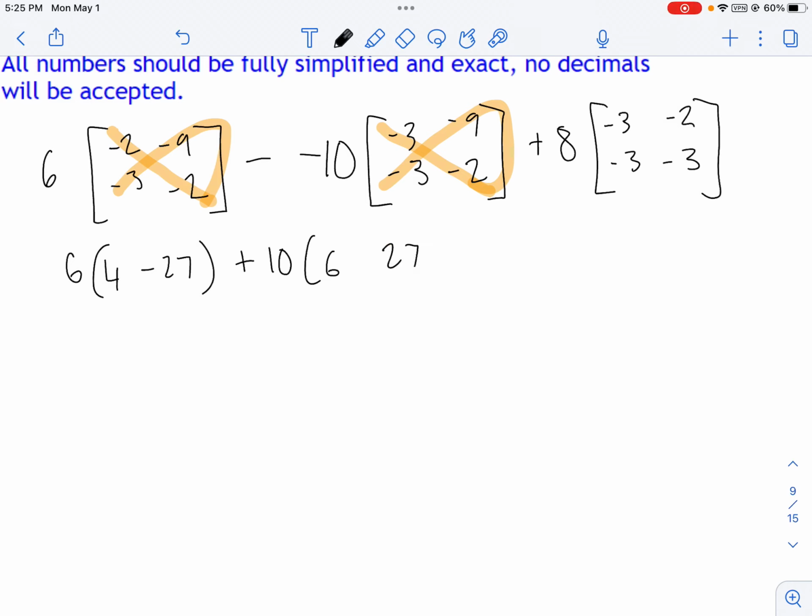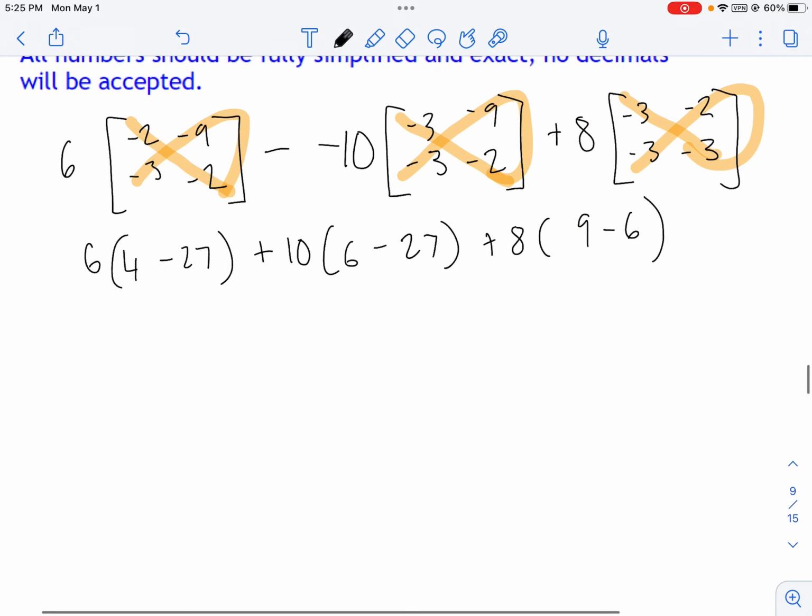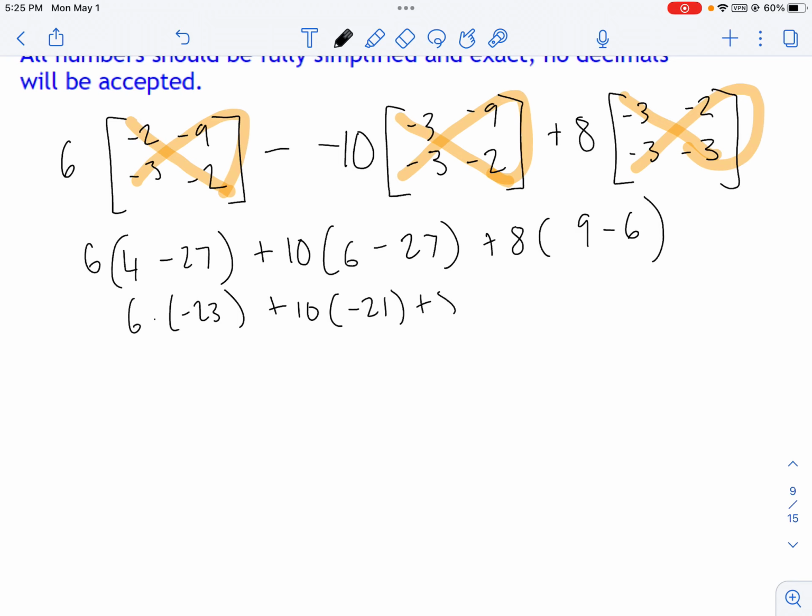Oops, the product is positive 27, subtract the product. Okay, and then you go through the same process, so plus 8, and this last one is first diagonal, which will be 9, minus the second product, which is 6. And there it is. Now we just keep simplifying it down. 4 minus 27 is -23. Okay, and then we have 6 minus 27, -21, right? And then 8 times 9 minus 6, 3.